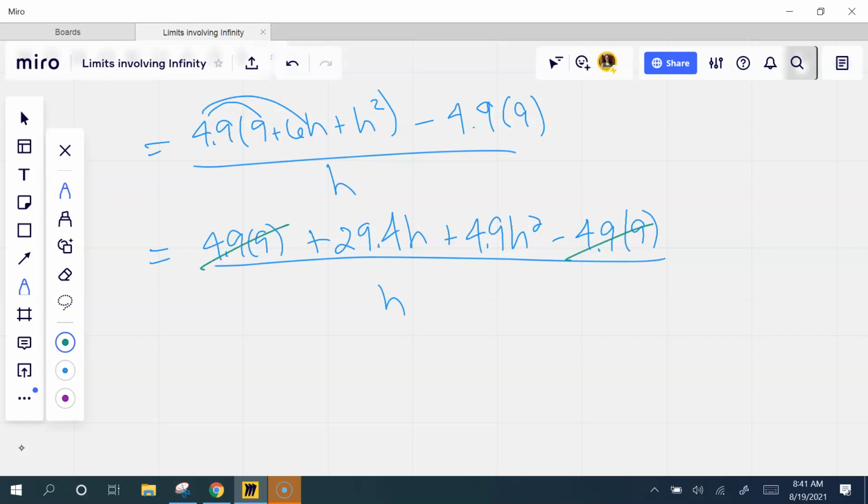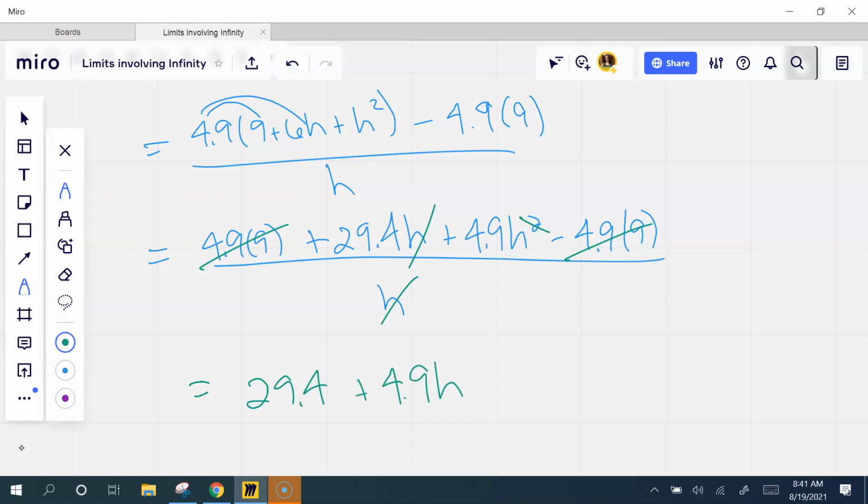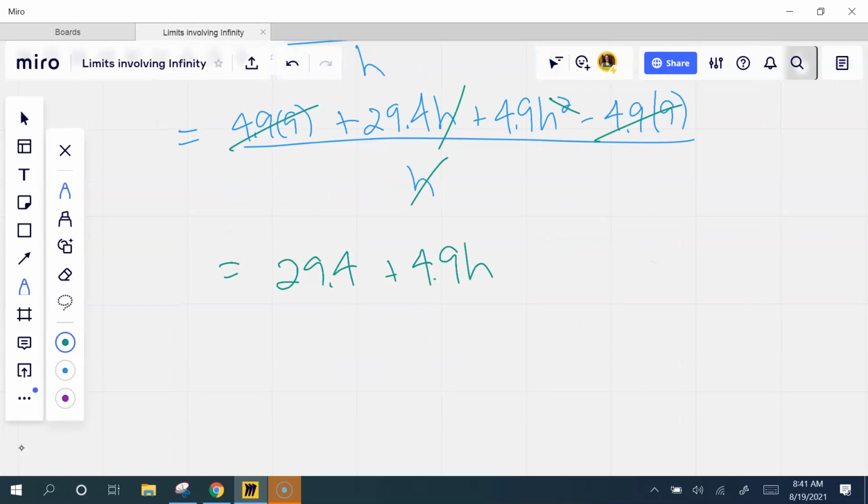Boop, boop. That's fine. And then also look, H. 29.4 plus 4.9H. And then you plug in 0, because remember I want 0. So essentially what you're doing here, you're algebraically manipulating it to find the limit just like you did in the other one. So you can plug in 0.